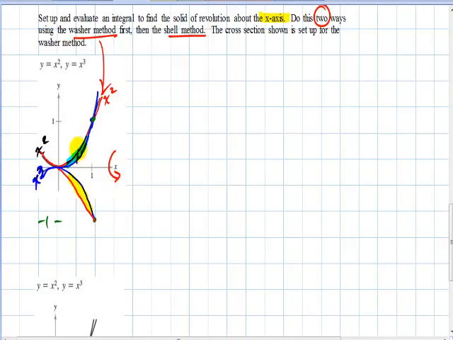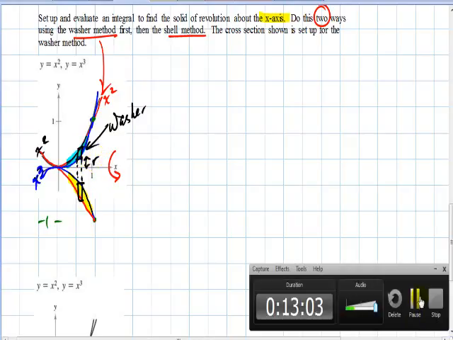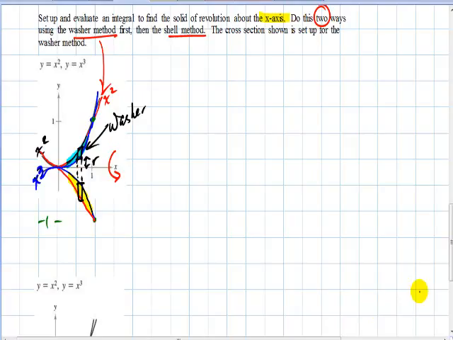So let's talk cross-section here. This is set up for the disk method, or excuse me, washer method. Okay, this is one washer right here. Why is it a washer and not a disk? Well, it's because it's got a hole in it. So what you need to do is figure out the inside radius. Sorry about all the interruptions. I can't stand that. I've got to figure out the inner radius and the outer radius. And this is big R and little r here.